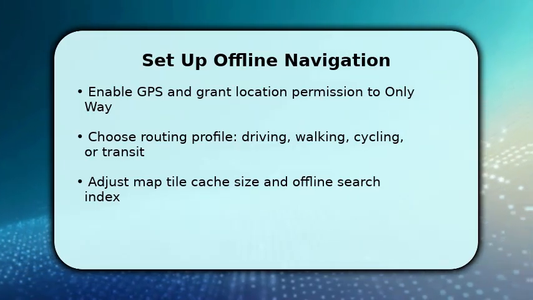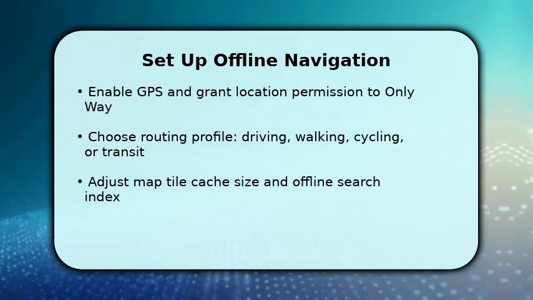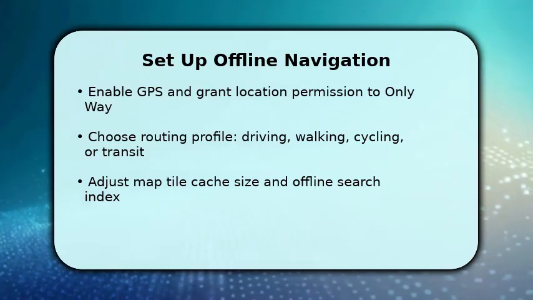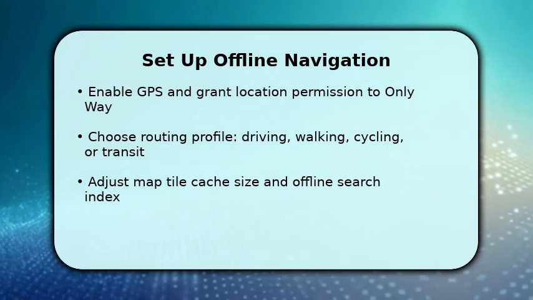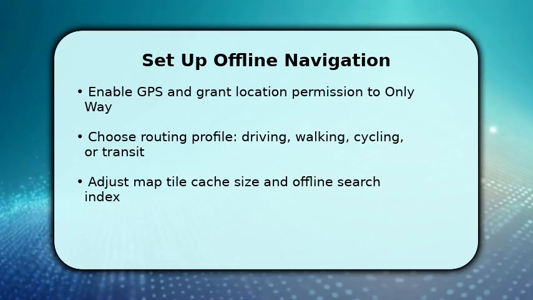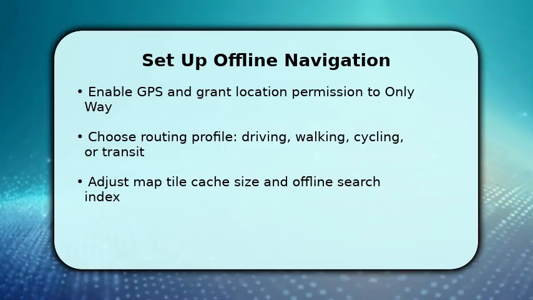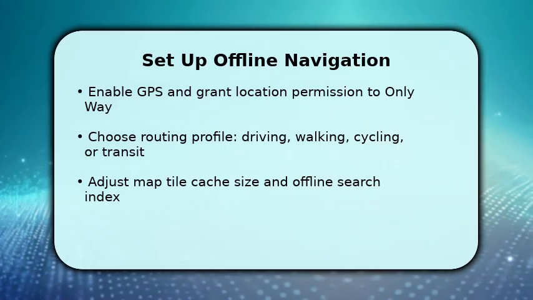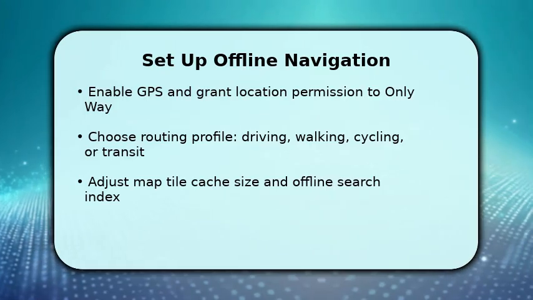You should set the routing profile to match your trip, driving for highways, walking for trails, because routing rules change the calculated route. Make sure the offline search index is built. Go to Settings, Offline Search, and start indexing so place names and POIs resolve locally. Adjust cache size to fit your storage.